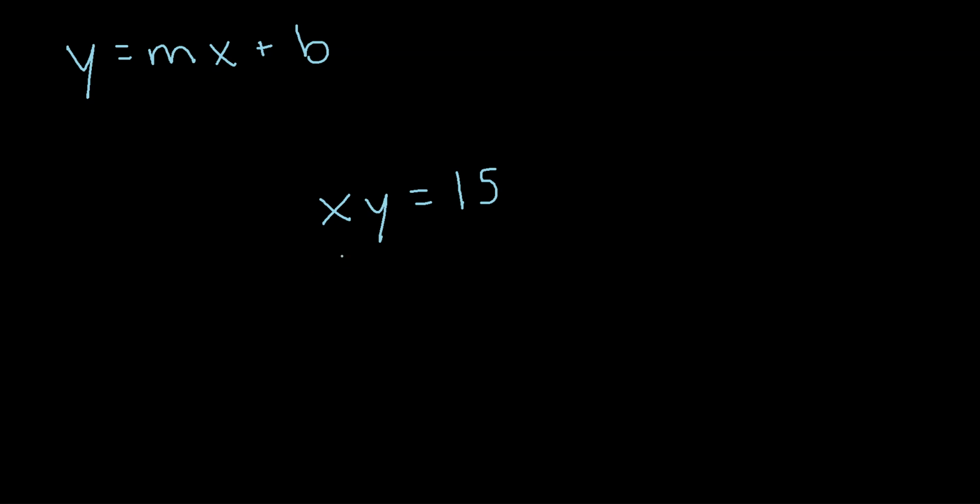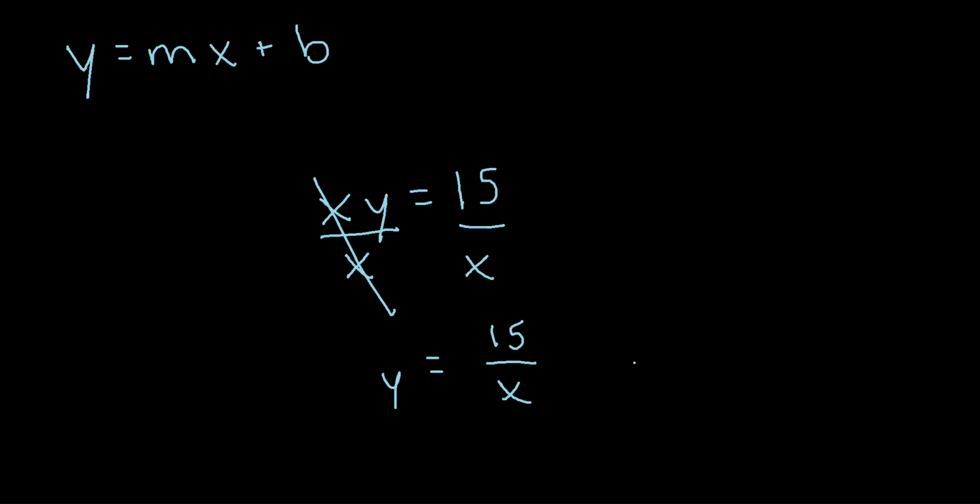All right, let's try another example. Let's say we have x times y is equal to 15. Is this a linear equation? Once again, we want to solve for y, so we want to get y all by itself. To do that, we can divide each side by x. The x's will cancel out on this side, and we'll be left with y is equal to 15 over x. So this is not a linear equation because x is not allowed to be in the denominator of a fraction.